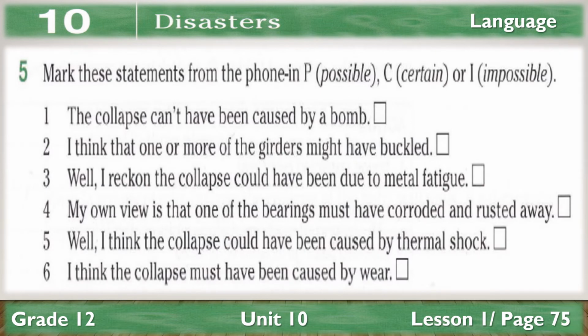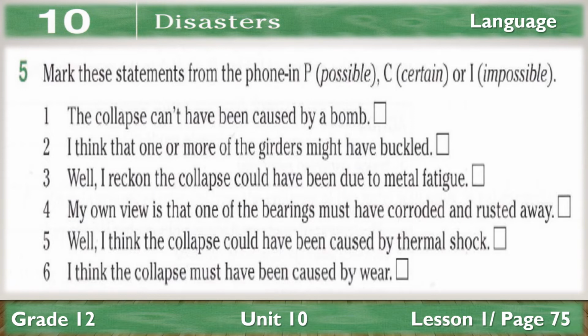Now, dear students, please move to page 75 in your course book, exercise number 5. In this exercise, mark these statements from the phone in P, possible, C, certain, or I, impossible. Of course, here you have to pay attention to the modal verbs, and based on the modal verbs, you have to decide whether the statement is possible, certain, or impossible. Now pause the video, try to do the exercise, then come back to check your answers.